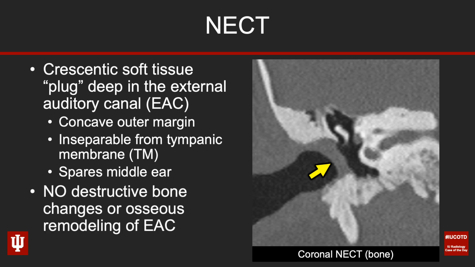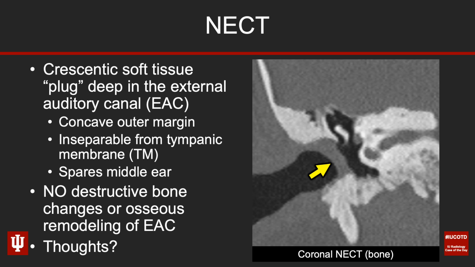Now, an even more important finding to note is we do not see any destructive bone changes or any osseous remodeling of the external auditory canal. So while that concave outer margin is certainly an important finding, an even more important finding is to look at the bones. Make sure you look at the bones in these cases. We don't see any destruction, any erosion of the external auditory canal, and we don't have any remodeling of it either. So put all that together.